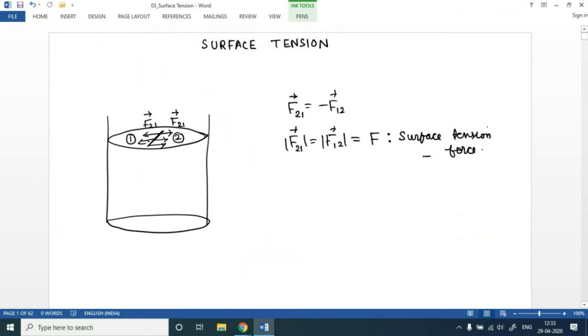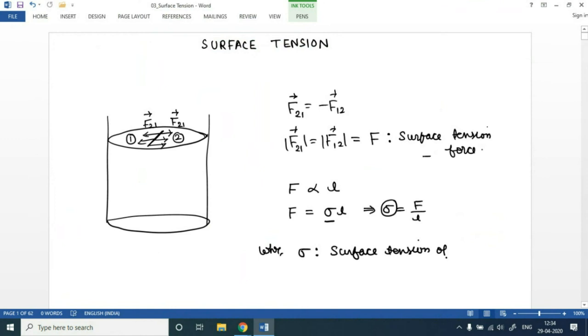When we talk about the magnitude of the surface tension force, it is obvious that it is going to be directly proportional to the length. Let's term the proportionality constant sigma. So F is equal to sigma L, or rearranging this equation, sigma is equal to F by L. This sigma, this proportionality constant, is a property of the liquid, and it is known as the surface tension of the given liquid.